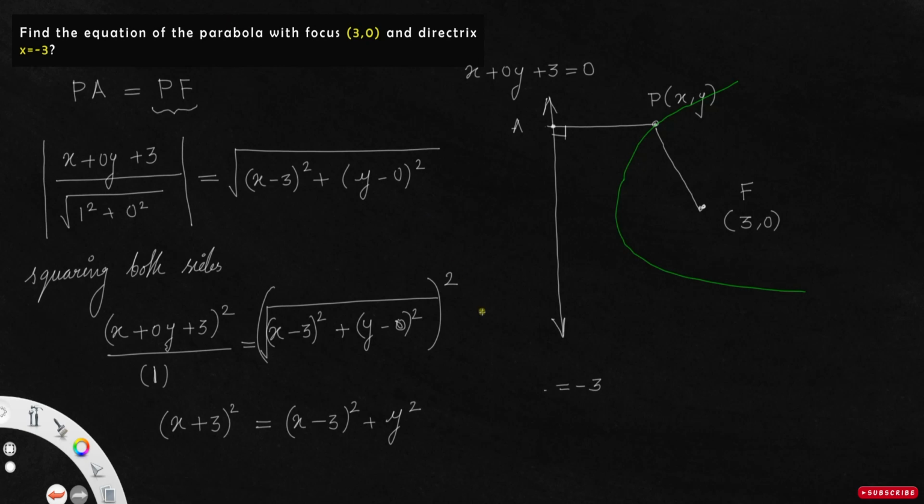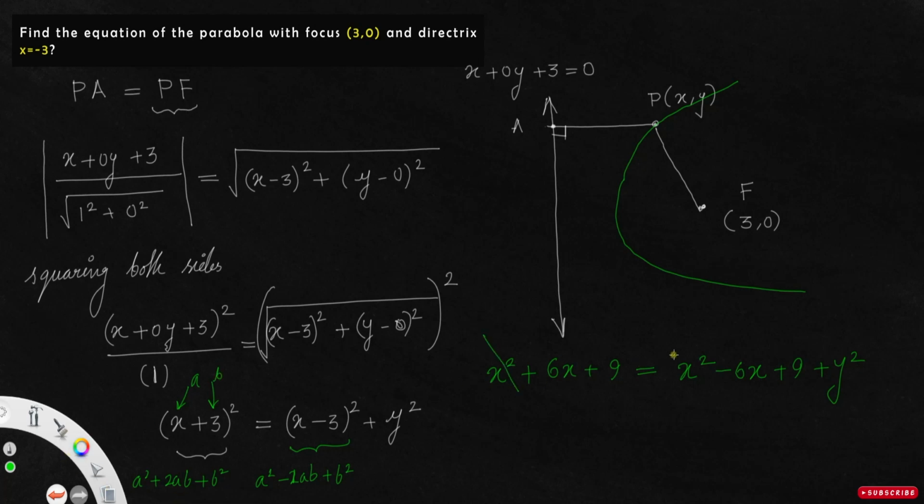Now expanding this, you have to expand this using the a plus b whole square formula. So x square plus x into 3 is 3x, 3x into 2 is 6x, 6x plus 9 equals, here, x square minus 6x plus 9 plus y square. This is expanded using the form a square minus 2ab plus b square. This one is a square plus 2ab plus b square. This one is the a and this one is the b.